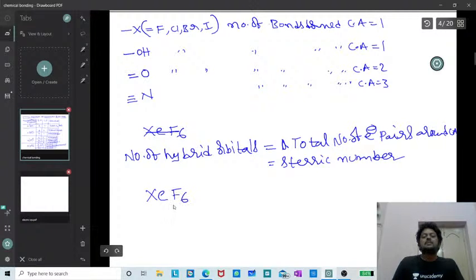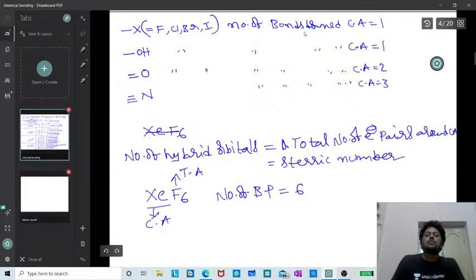In XeF6, the central atom is Xe, and F is the terminal atom. So the number of bond pairs is equal to the number of terminal atoms, 6. F is a halogen. How many bonds can a halogen form? One halogen can form one bond only. 6 halogens form 6 bonds. To form 6 covalent bonds, xenon must use 6 electrons.